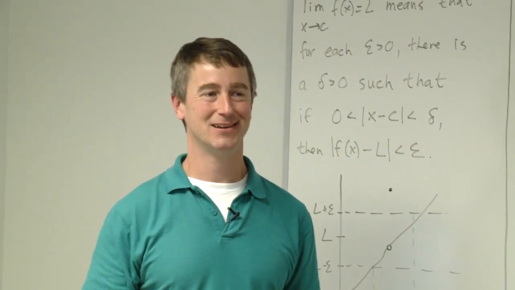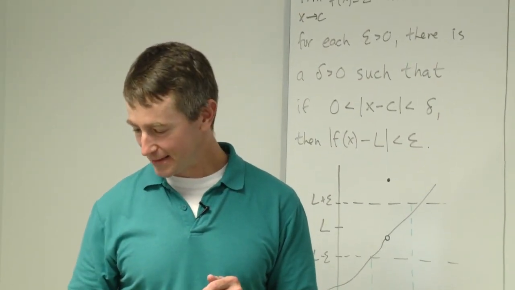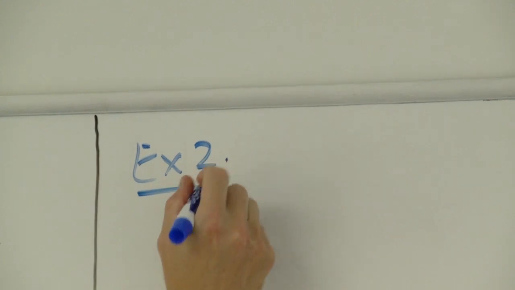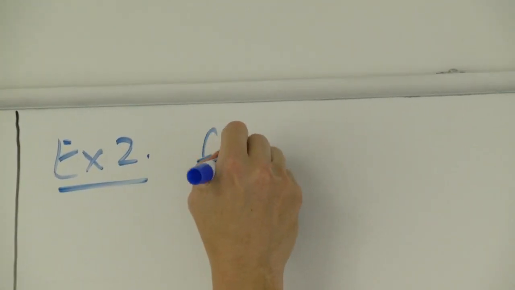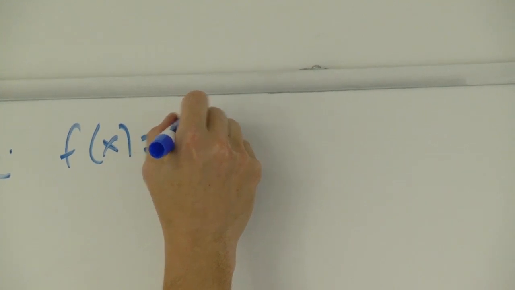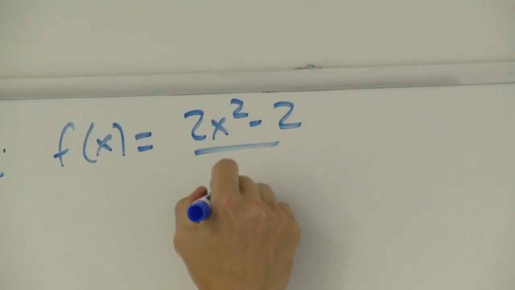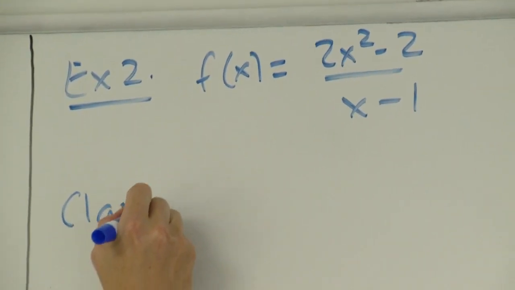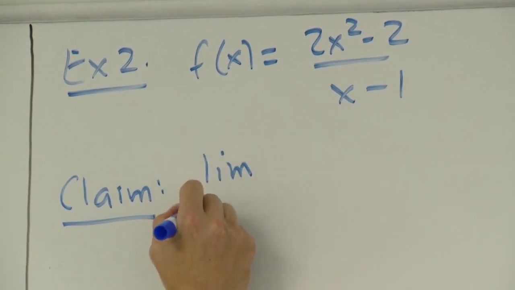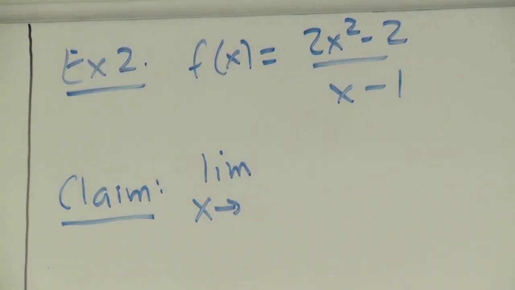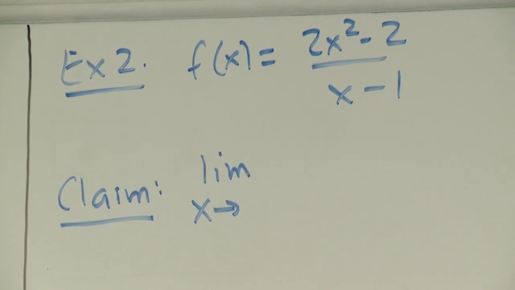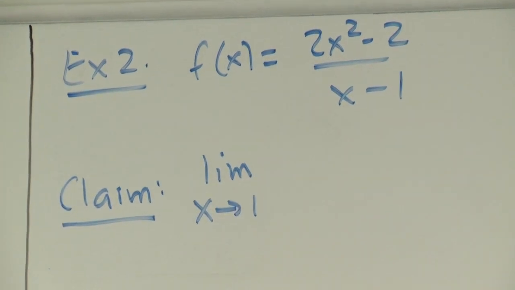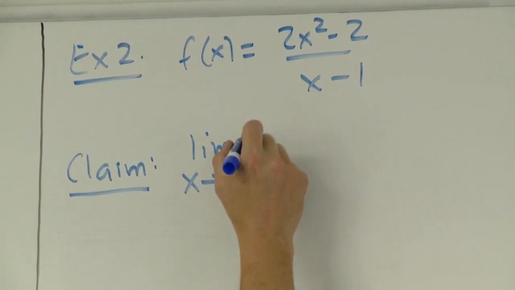Good. Should we try another example? So let's try one that's a little more complicated. So this is example 2. Now the function is f of x equals 2x squared minus 2 over x minus 1. We looked at this last week, and based on what we said last week, our claim was about the limit as x goes to, where is this function interesting? At x equals 1. So the function is undefined at x equals 1, right? Because we'd be dividing by 0.